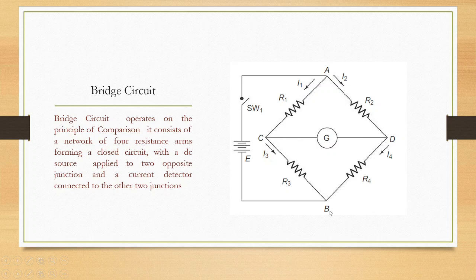A and B are opposite to each other. C and D junctions are opposite to each other. Across these two opposite junctions, A and B, I am connecting a DC source, and across the other two junctions, that is C and D, I am connecting a current meter or a galvanometer. This is a basic bridge circuit.